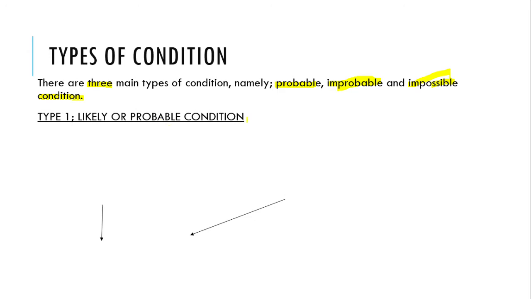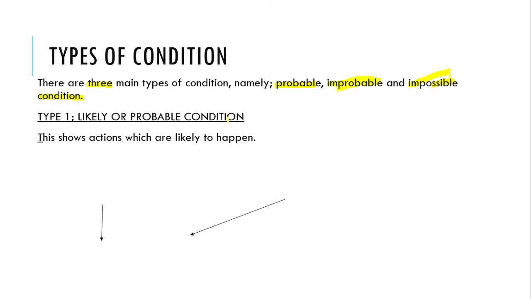We start with the probable condition, which is also known as the likely condition. What is this kind of condition? It's the one that shows actions, or this condition that is in the likely or probable condition is likely to happen. The condition is likely to happen.